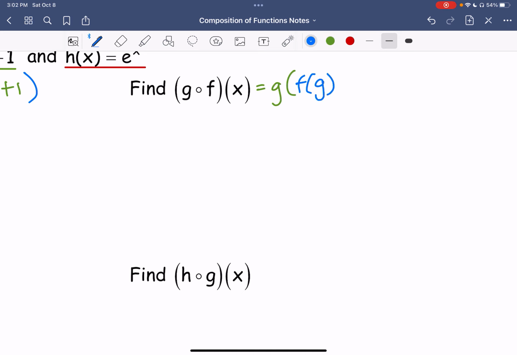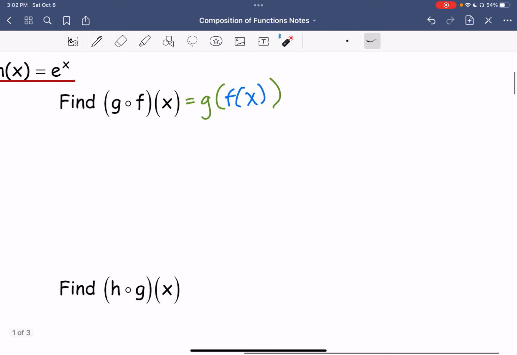Oops, I don't know why I put g in there. Okay, g of f of x. So notice the first letter is on the front, the inside letter is on the inside. And just like before, your inside is where you're going to start.